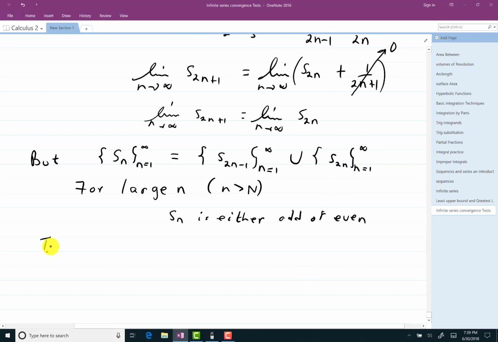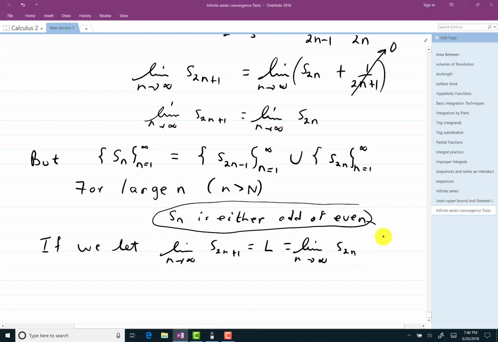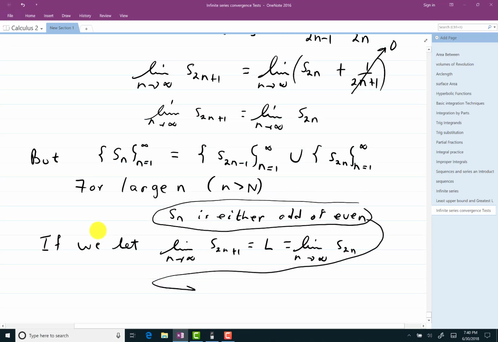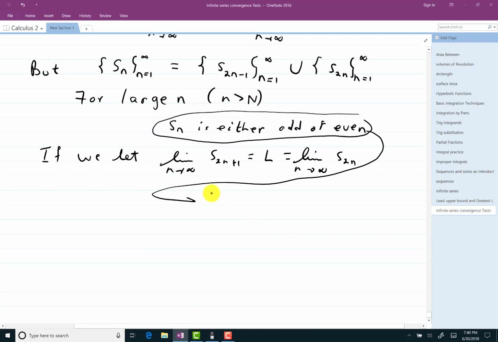So if we let the limit as n goes to infinity of s sub 2n plus 1 equal, I don't know, let's call it L, which equals the limit as n goes to infinity of s sub 2n. Then for a large n, I am guaranteed, since it's either even or odd, that s sub n minus L will be less than some mysterious epsilon, because this or this are both getting close to L. Well, this is going to imply that this limit of s sub n also exists.